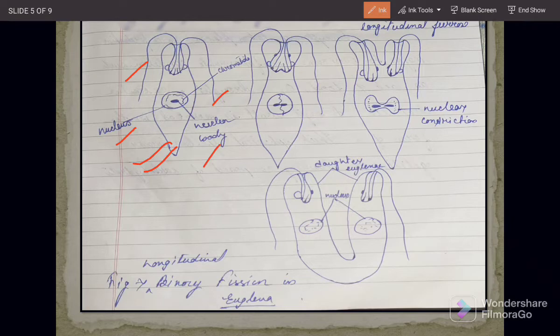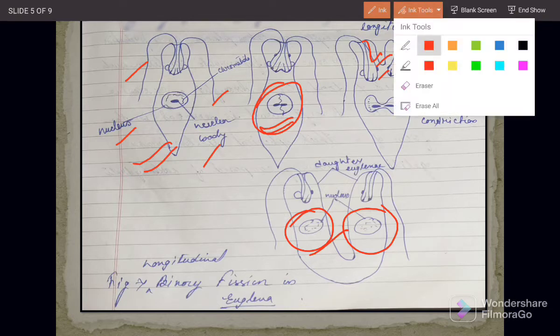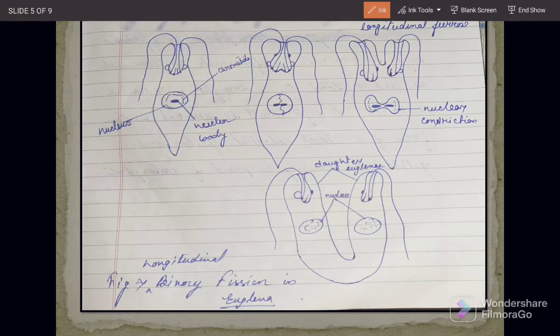After that, you can see the first step. As I said before, in binary fission the nucleus is divided first. You can see the nucleus dividing first, then the division of cytoplasm takes place. You can see the longitudinal furrow and the nuclear constriction, then two daughter nuclei are produced, each containing a nucleus. This is longitudinal binary fission in Euglena. I hope you have understood this much about binary fission.